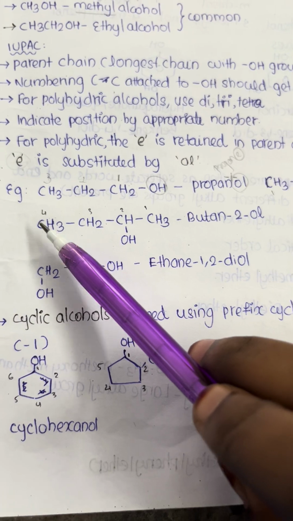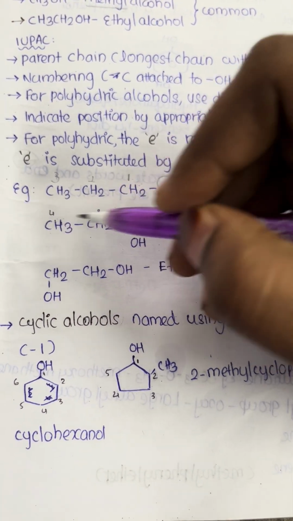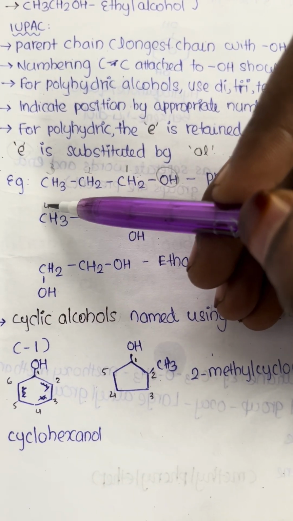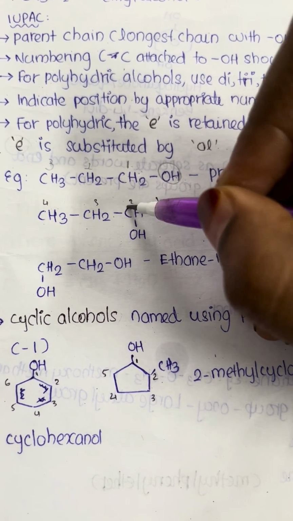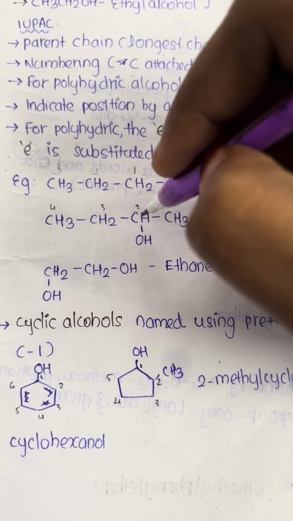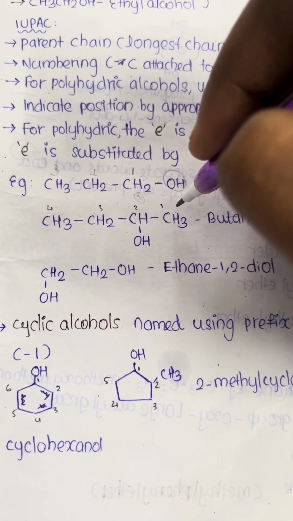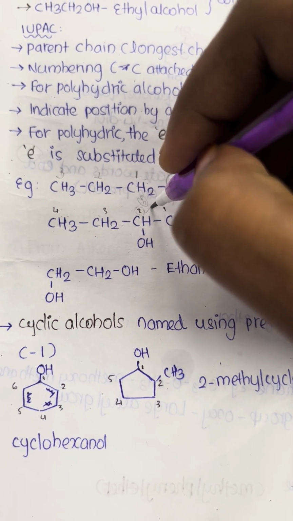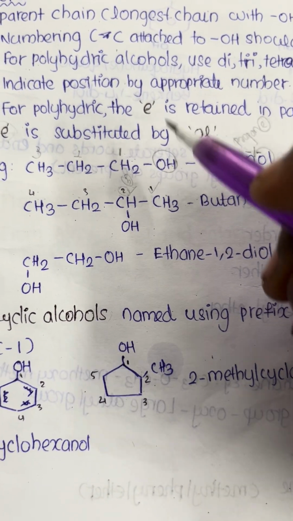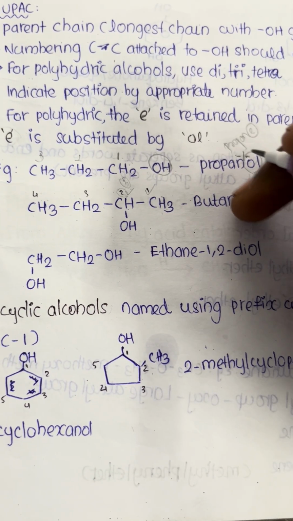The second one is CH3, CH2, CH, CH3. We have to find the parent chain. This one itself will be the parent chain having the OH group. Now you can number this from here 1, 2, 3, 4 or from the other side. If you number from here, the carbon to which the OH group is attached gets 3. If you number from the other side, you will get it at the second carbon. So this should be chosen because the carbon attached to the OH group should get the least number. So the parent is 4 carbons, so it is butane.